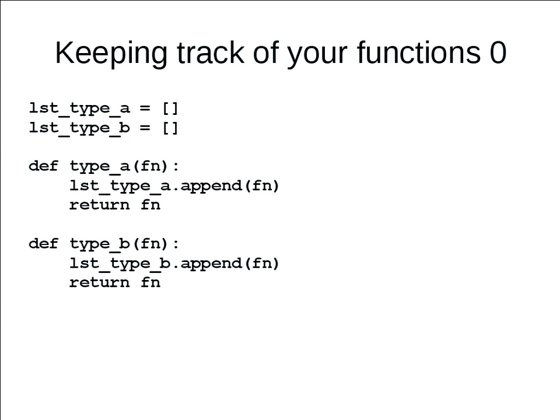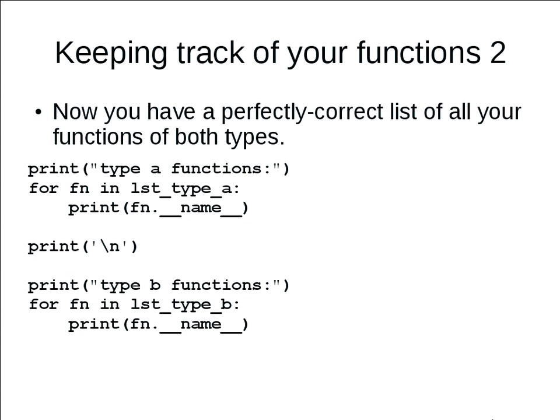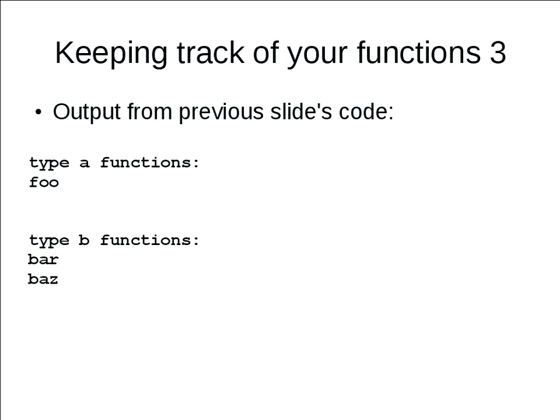So an example of how we would use this is on this slide. So our foo function is a type A function. Our bar and baz functions are type B. And after we import this file, we could then run some code to print lists of these functions. And I think that's pretty straightforward. Just loop over the lists and print them. And there's the output.